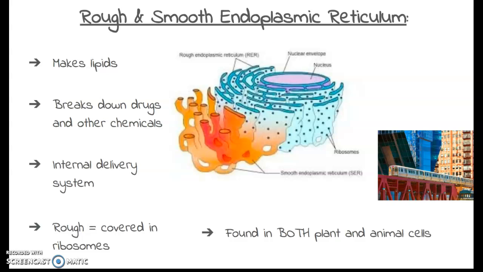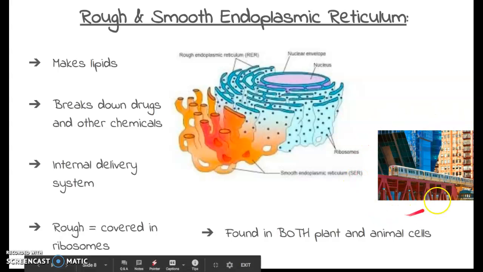So ERs do three things. They make lipids, which is a fat. There are good fats that our body needs and all organisms need to survive. They break down drugs and other chemicals. So let's say the cell is taking in a medication. The ERs help break down those drugs and chemicals so that they can be used throughout the body. And then they're also like an internal delivery system. If you think about this ER as almost like train tracks, they carry things throughout the cell using these train tracks.